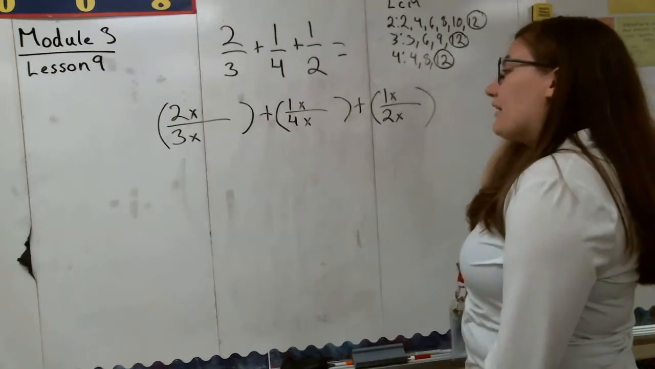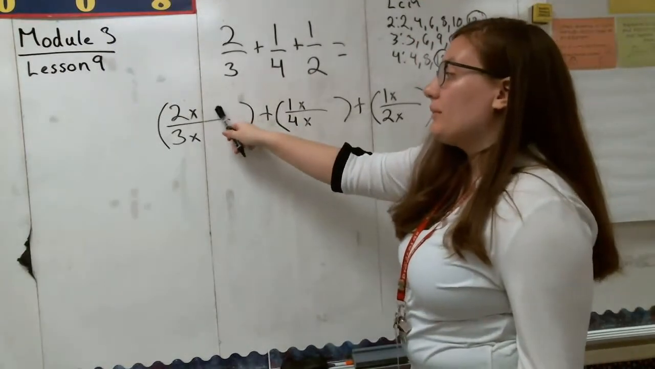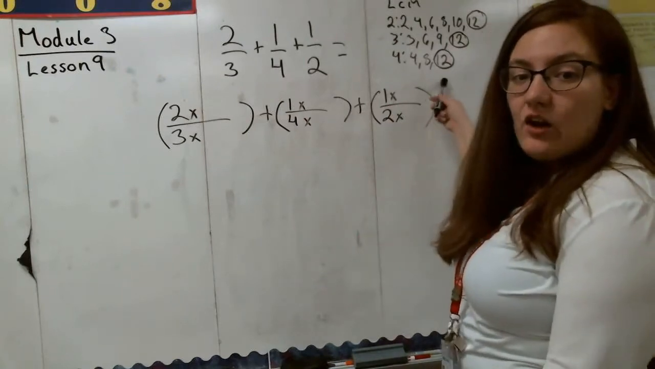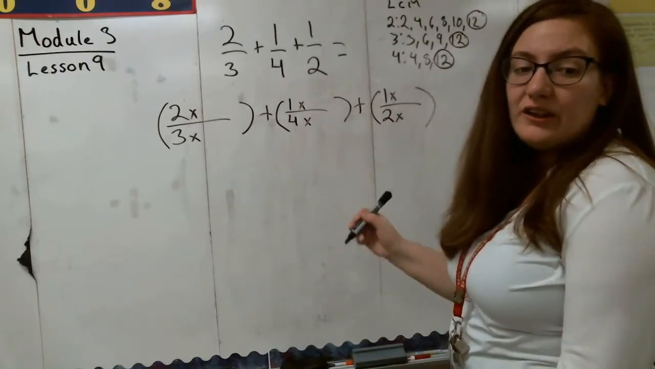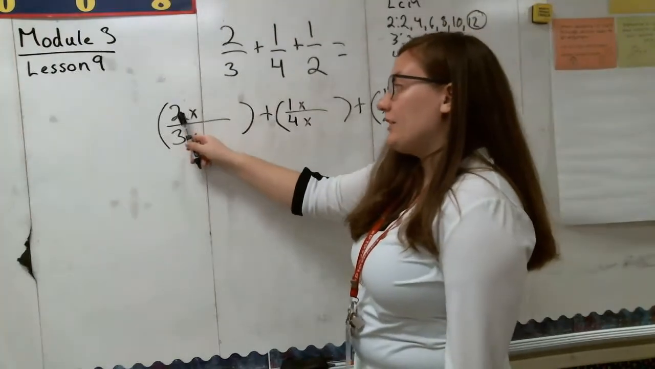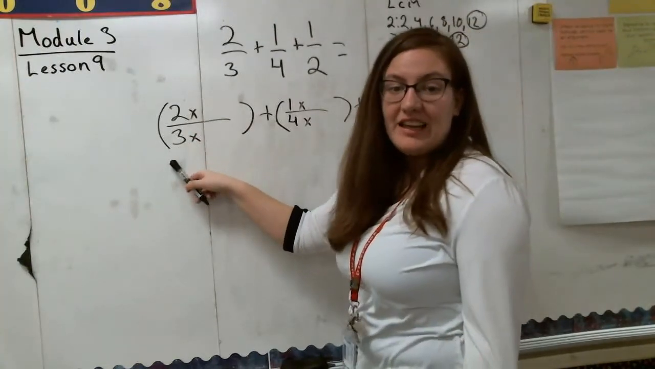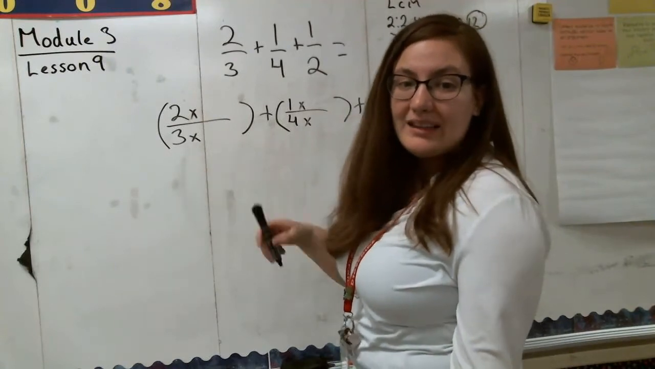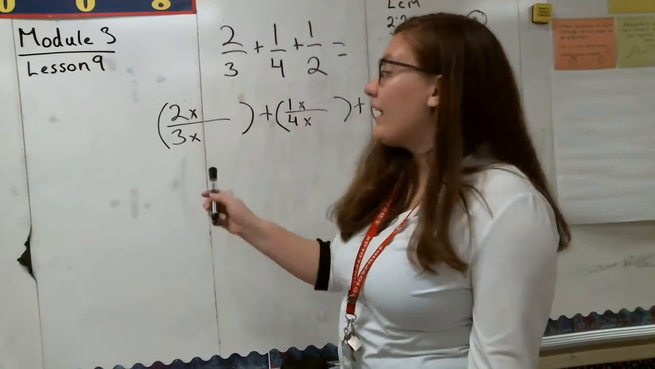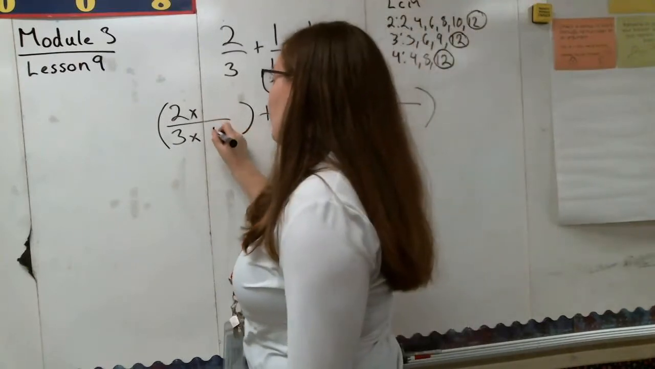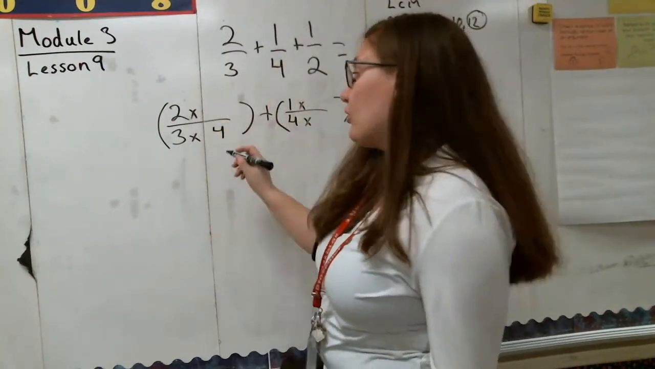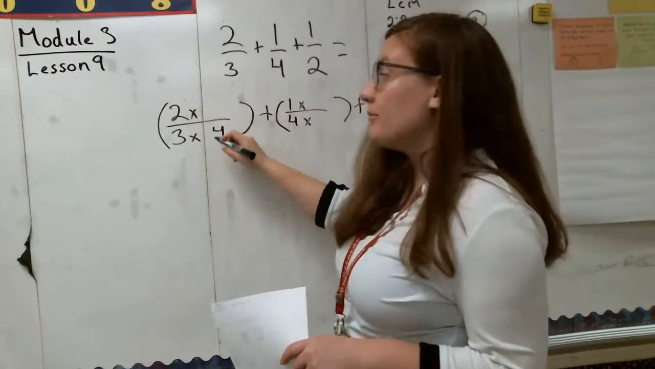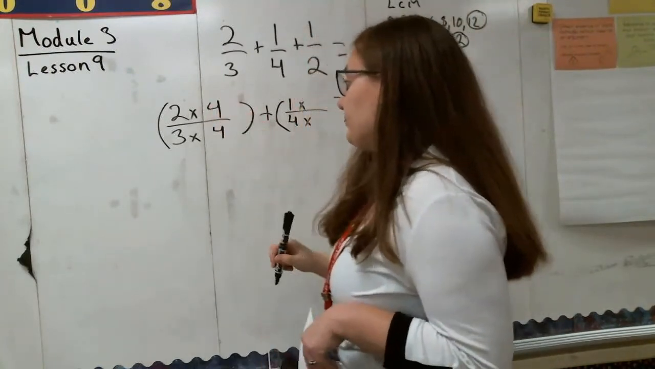So what I need to think about now is, what am I going to multiply each of these fractions by so that they all get a denominator of 12. To do that, I'm going to start off with my 2/3, and I'm going to take a look at my denominator, and I'm going to think, 3 times what is going to give me 12? I know that 3 times 4 will give me 12, so I'm going to put a 4 here in my denominator, and remember, whatever I do to the bottom, I also need to do to the top.